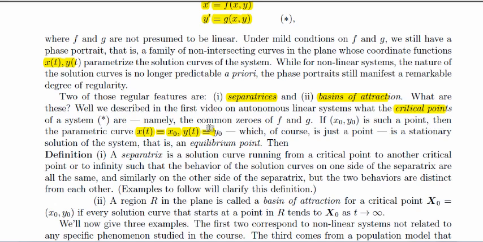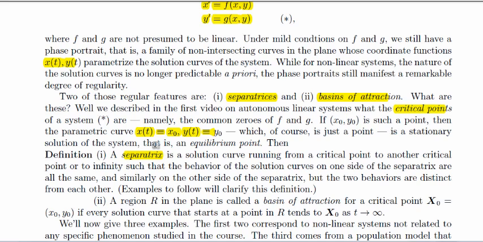And then we can make the following definitions. A separatrix is a solution curve running from a critical point to another critical point or out to infinity, such that the behavior of the solution curves on one side of the separatrix are all the same, and similarly on the other side of the separatrix, the behaviors are all the same, but the two behaviors are distinct from each other. That definition may seem a little mysterious. It will be clarified in a minute when we look at a particular set of examples.